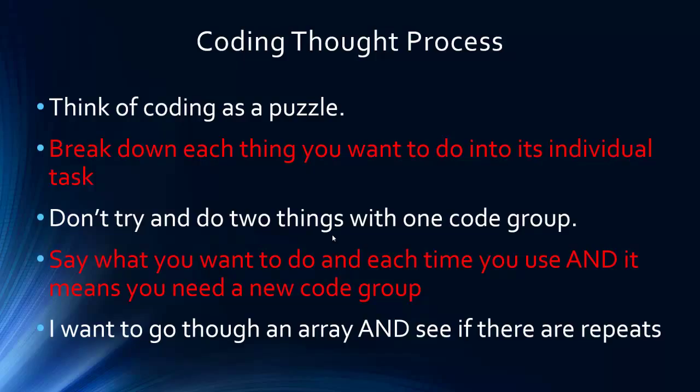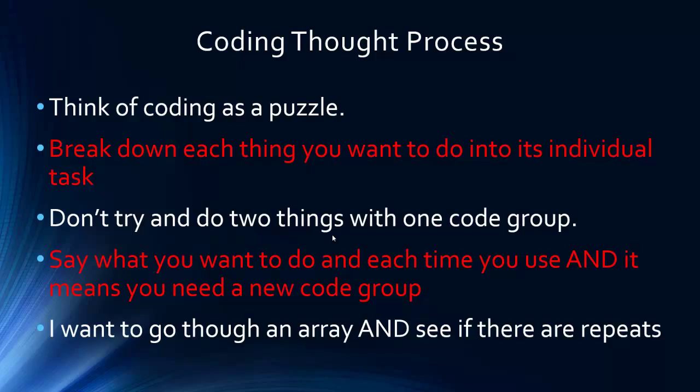All right, so when you're coding, you need to think of it as a puzzle. I need to break each item down into its individual task, the smallest piece that I can do. Don't try and do 2 things with one code group. So this was always tough for me, like my first time when I had to go through an array and find the prime numbers. I tried to do it with one code group, one piece of code. And you can't, because it's 2 pieces of code. One loop to go through the array, and then one to compare each number to prime.